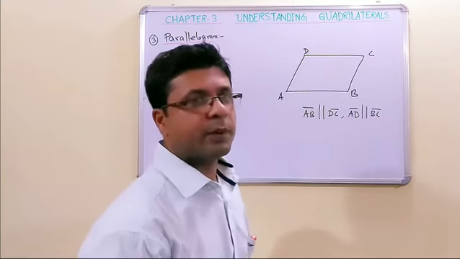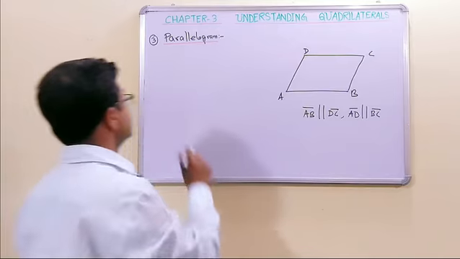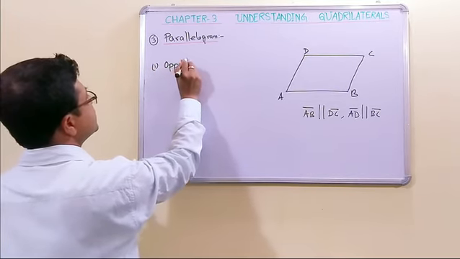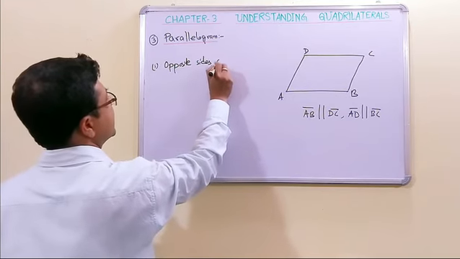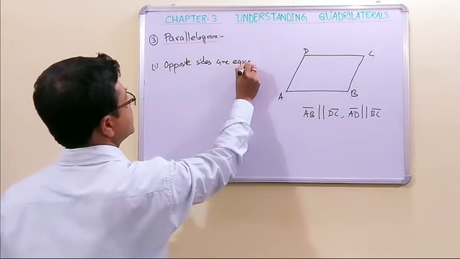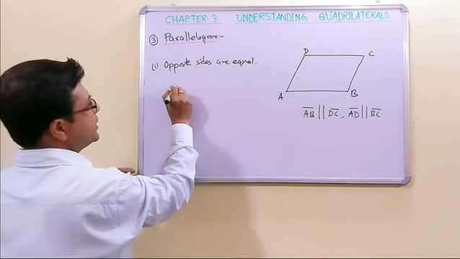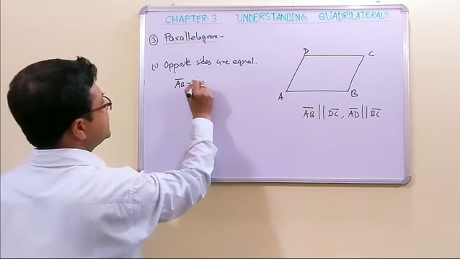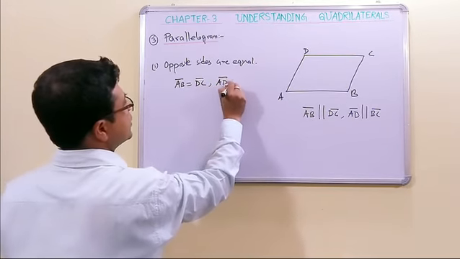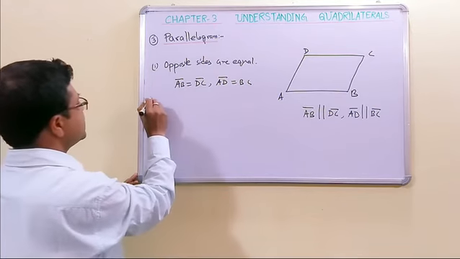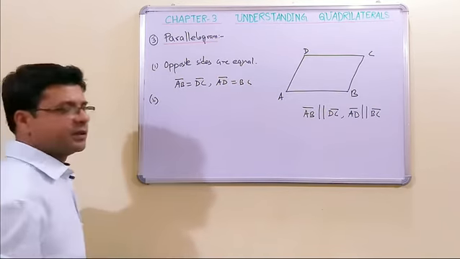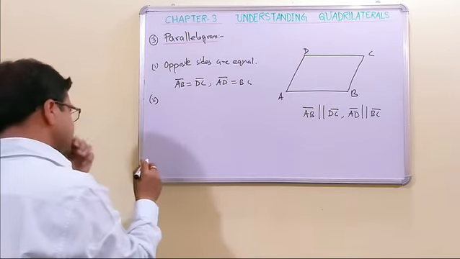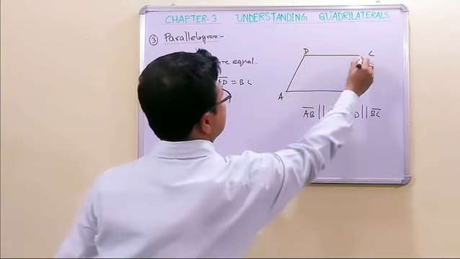Now what are the properties? Let us see. The first property is that opposite sides are equal. That means AB is equal to DC and AD is also equal to BC. This is the first property. Now, the second property: your opposite angles are equal. Angle A equals angle C.